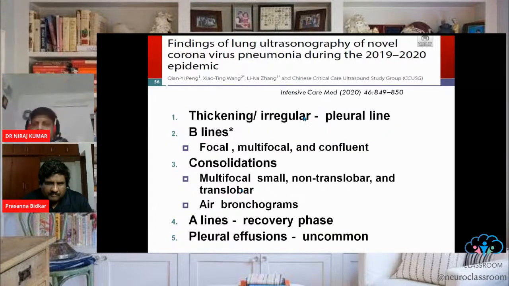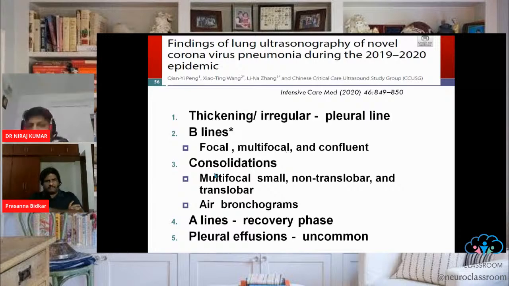There is another important study by the Chinese Critical Care Ultrasound Study Group. This is the CCUSG group. They have summarized their findings of the ultrasound of the lung. First, there's a thickening and irregular pleural line. Second important finding, B lines. There are multiple varieties of B lines. Remember, B lines are almost a 100% finding. They may be either focal, multifocal, or confluent.